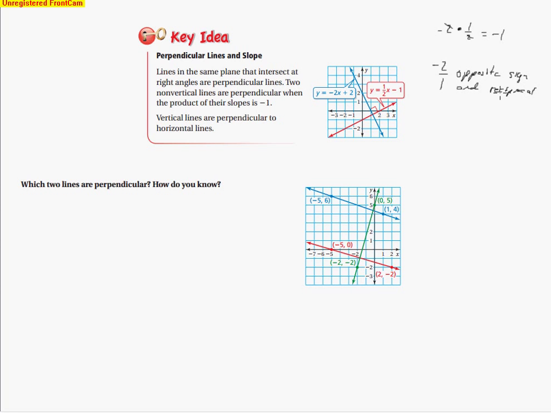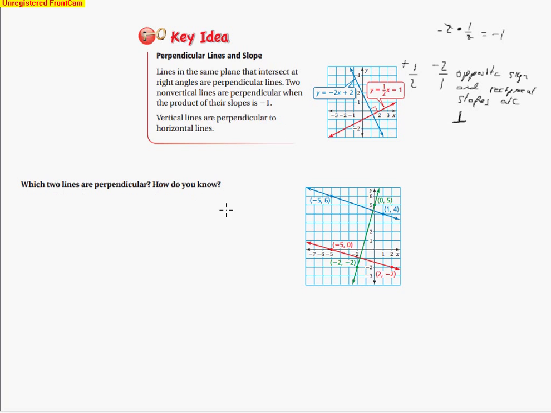Opposite sign and reciprocal slopes are perpendicular. And if we look, and this is the symbol for perpendicular, just an upside down T, look at this negative 2 over 1. Well, the perpendicular slope is going to be 1 over 2 because they're opposite in sign. One's positive, one's negative, and they are reciprocals of one another. And when you multiply them, their product is negative 1.